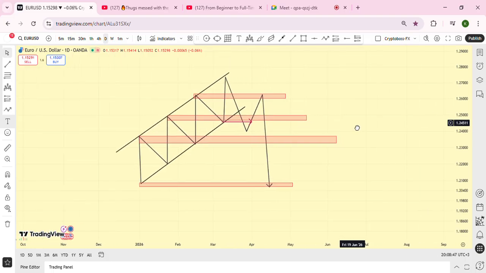Do you have any question regarding the head and shoulders pattern demonstration?